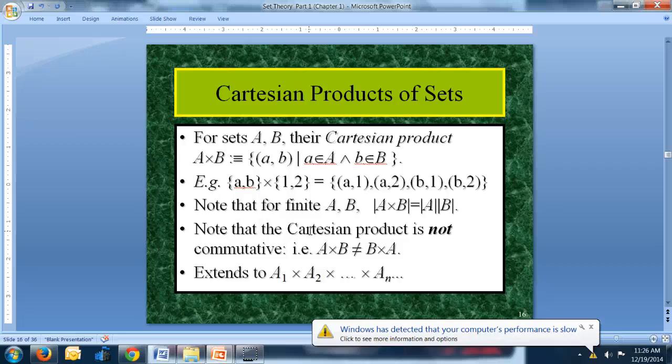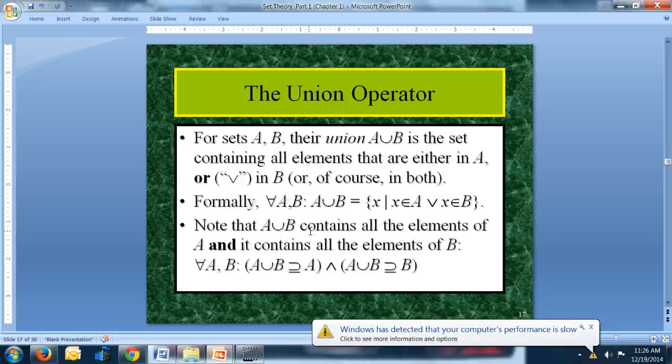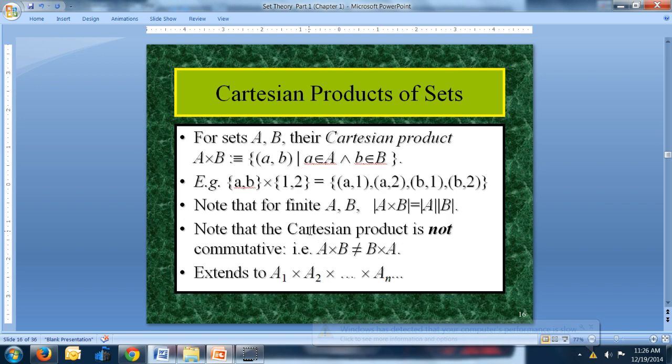Alright, you can extend this to a Cartesian product of more than 2 sets. So you can say A times B times C if you have 3 sets A, B, and C, and so on. And then it will have triples. The items will be triples. The first element in each item will be from the first set, the second element will be from the second set, and the third element will be from the third set.